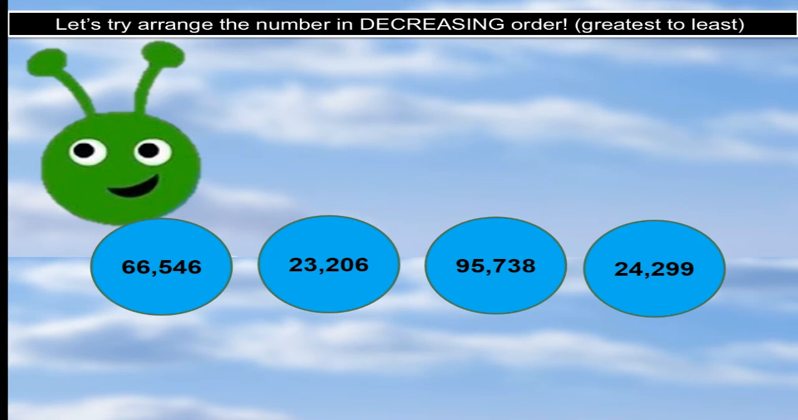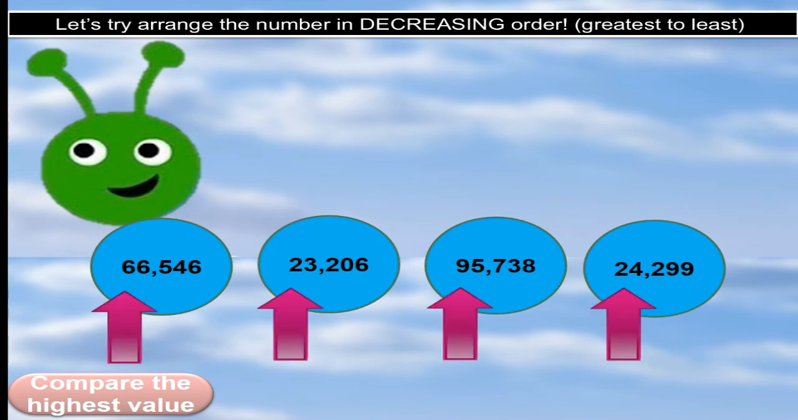The next sets of numbers is 66,546, 23,206, 95,738, and 24,299. This time, we'll be dealing with 5-digit numbers, and we're going to arrange this in decreasing order. So the first step is to compare the digits in the highest place value. So we have 6, 2, 9, and 2.